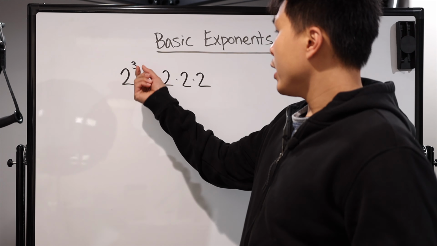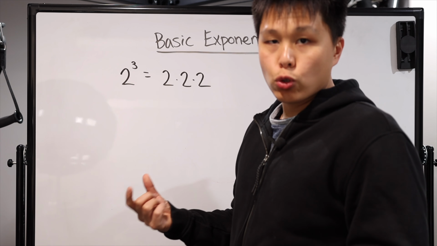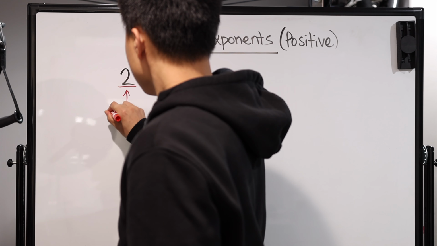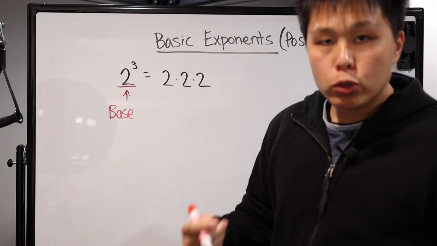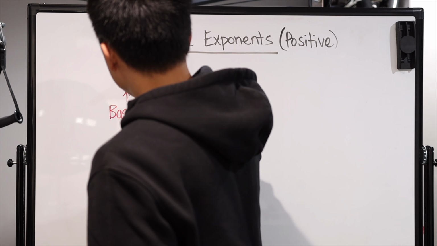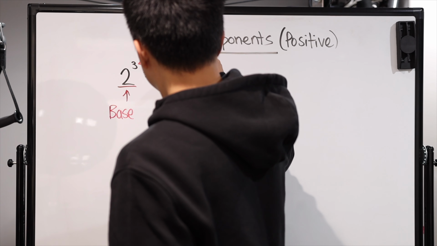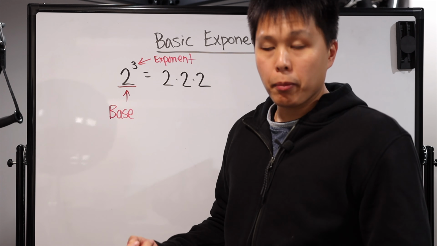All right, so exponent is fairly simple. You have a number and a small little number that indicates a specific set of instruction. This large number right here is the base. That's the number that will be multiplying by itself. The exponent is actually that little number right there. That will indicate how many times the number is going to be multiplying by itself.